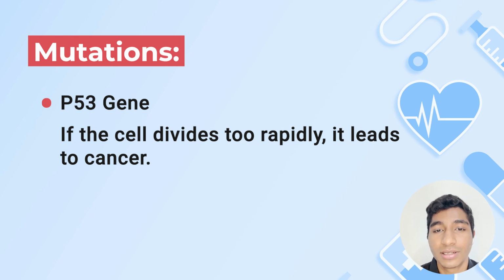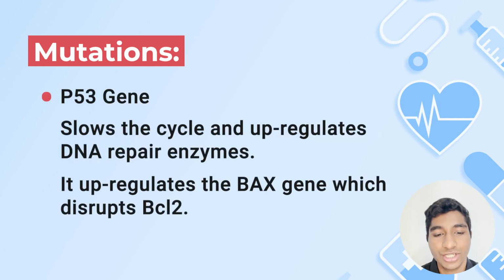It's very simple. If the cell divides too rapidly, that's what actually leads to cancer, right? So the p53 gene actually slows the cycle and upregulates DNA repair enzymes. So if you're slowing the cycle down, you're basically protecting the body from this abnormal cell growth.